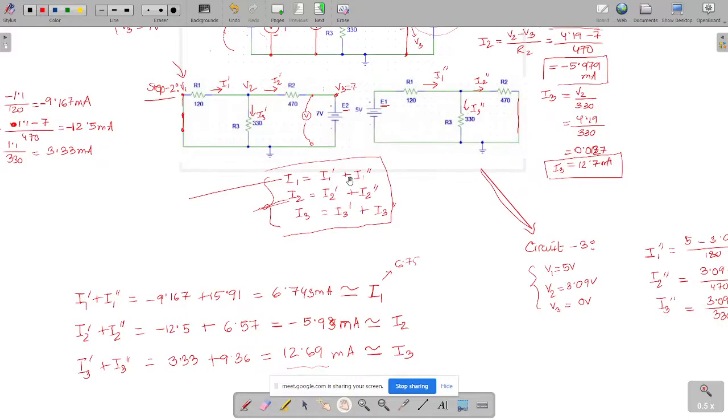Okay, so does anyone have any question regarding this experiment? Yes, any question or query?